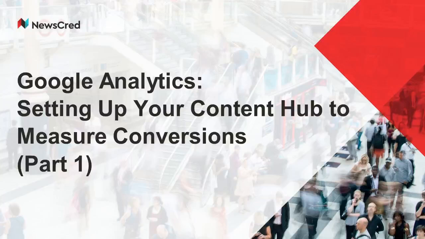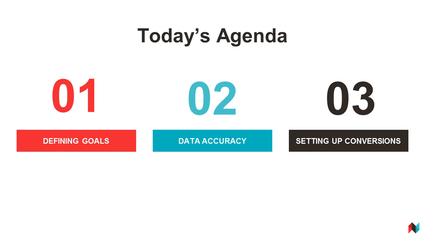My name is Liam Maroney, and I am the Demand Generation Manager here at NewsCred. Today I'm going to be taking you through a webinar on Google Analytics, and specifically how to set up your Content Hub to measure conversions. This is part one of a two-part webinar series, and today the agenda is essentially to define the goals so that you can actually set up goals in Google Analytics and identify the things that you want to record.